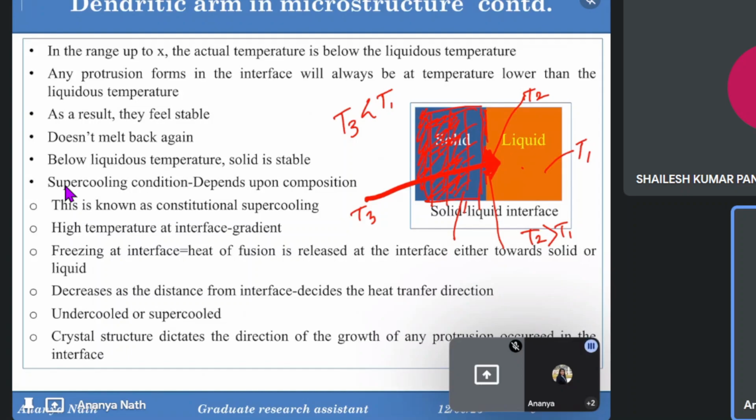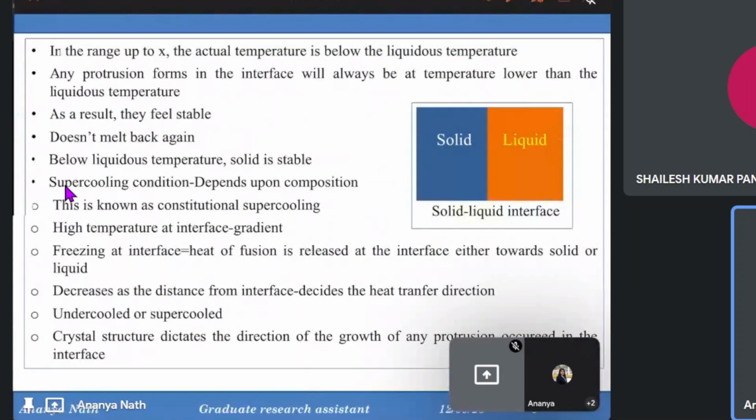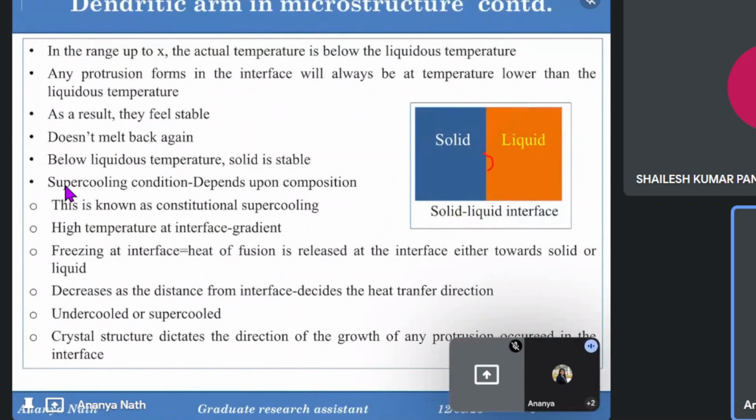High temperature at interface gradient, as I said, at that interface now there will be such high temperature compared to the liquid that it will be a critical zone. So freezing at interface means heat of fusion is released at the interface either towards solid or towards liquid. What does it mean? Let me just clear the section. So if the hump is created, is everything up to the creation of the hump clear to you?